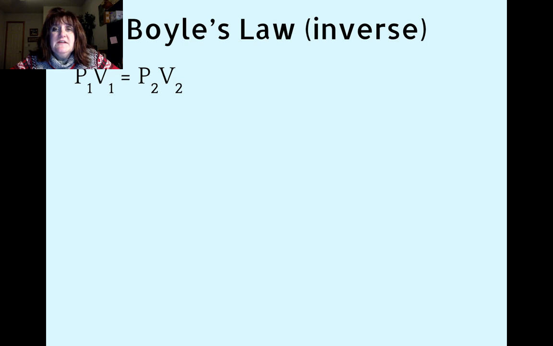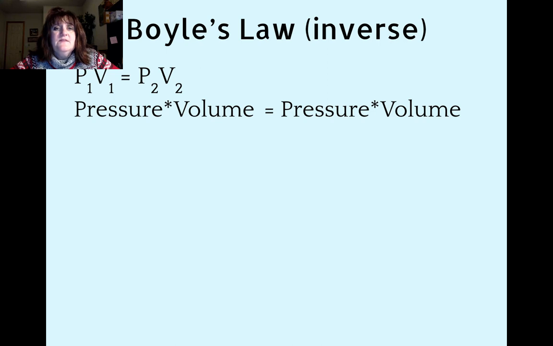On your formula sheet, the formula for Boyle's law, and please write Boyle's law inverse, is P1V1 equals P2V2. That means that the pressure times the volume before has to equal the pressure times the volume after.